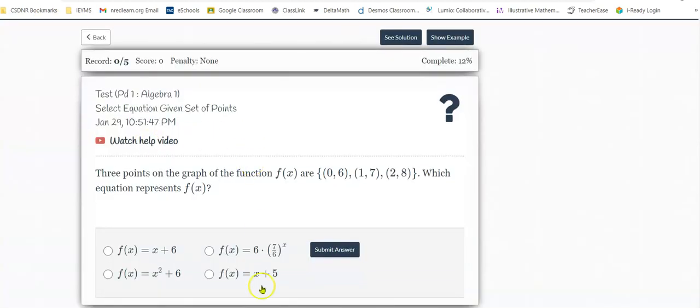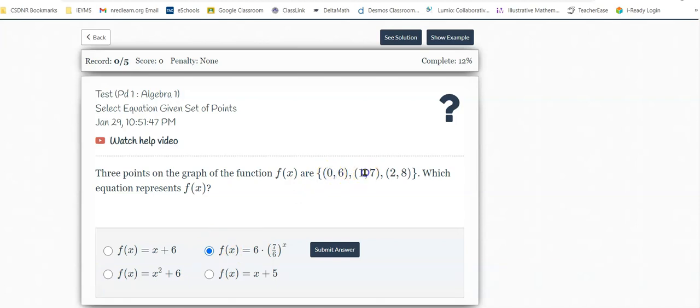Select an equation from some points. So what I'm going to do is work this equation backwards, instead of trying to figure out whether it's linear, quadratic, or exponential. This one is linear. This one is also linear. This one is quadratic. This one is exponential. I'm going to take a look here.